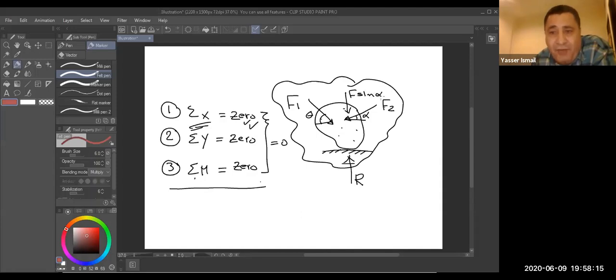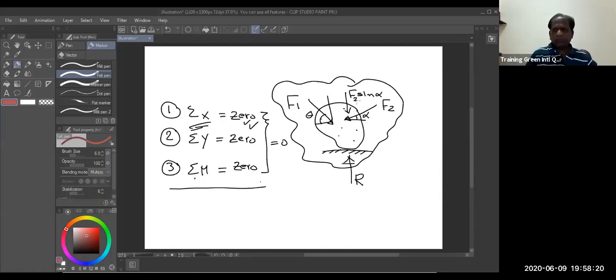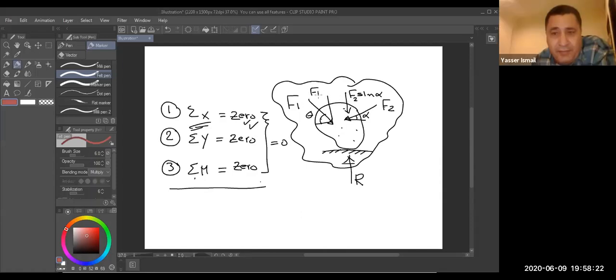Here is F1 sine theta, and F2 sine alpha. So sigma y should be 0, means what? F1 sine theta should be F2 sine alpha. This is the first equation.